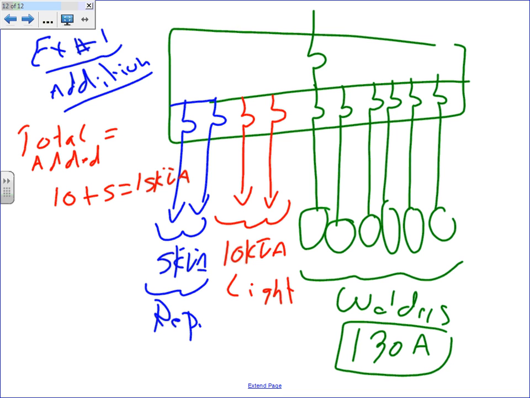I can't add 15 kVA to 130 amps because these are apples and oranges and they don't match. That's where we said we can't add. Can I add 115 to 130? It becomes 145 watt amp or volt amp. So I need to convert this one into amps. Piece of cake.